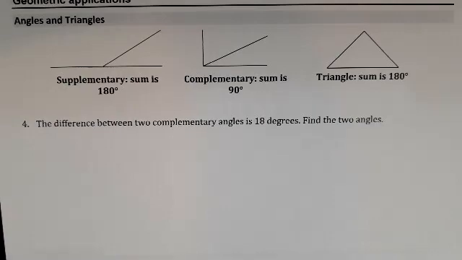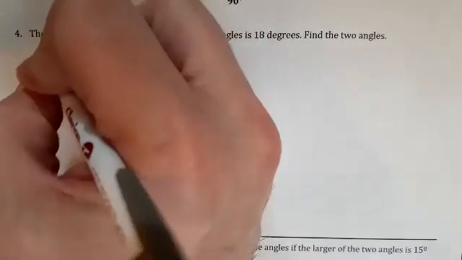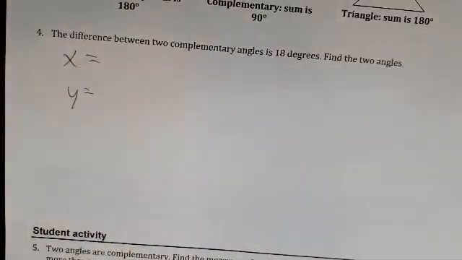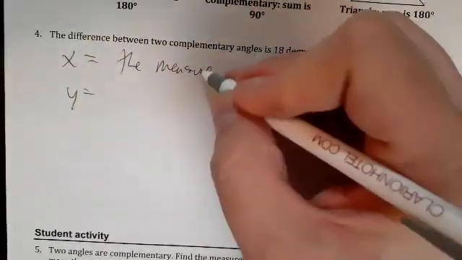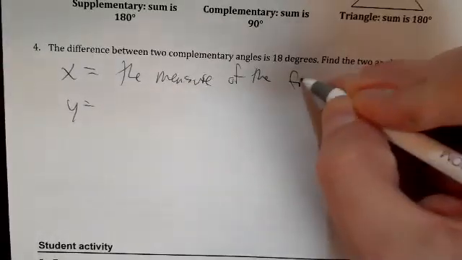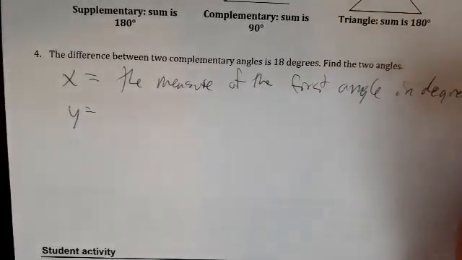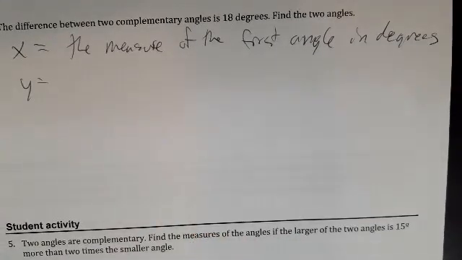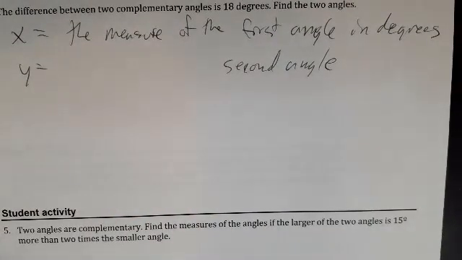And so we want 2 angles. There's 2 angles that we want to talk about. And so you can let them be anything you want, but I let them be X and Y. I guess I got super specific in my notes, but I think it's important to be specific about what you're doing. X is the measure of the first angle in degrees, and then Y is going to be the measure of the second angle.